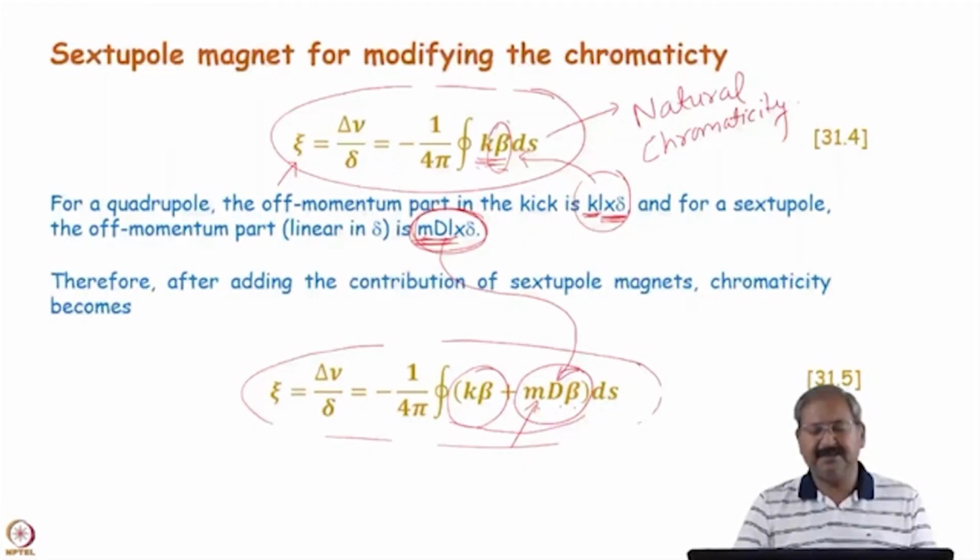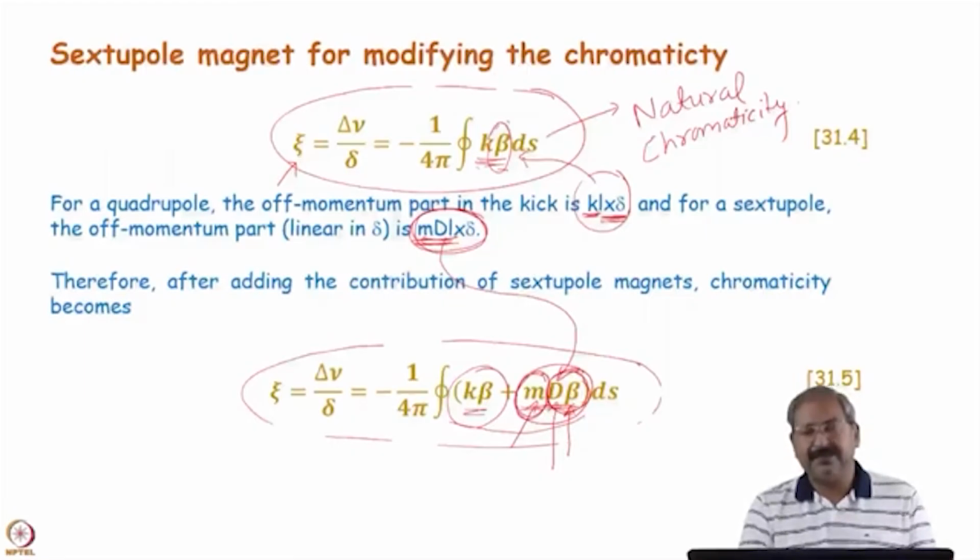Now you can see several things here. Suppose we want to produce some M D beta combination for a given K beta. So if sextupoles are placed at higher dispersion and higher beta function location, then M will be small. Means a small value of M can generate the required K beta if D and beta are large. D and beta are the dispersion and betatron function at the location of the sextupole. So sextupole should be placed where the dispersion and beta function are large.